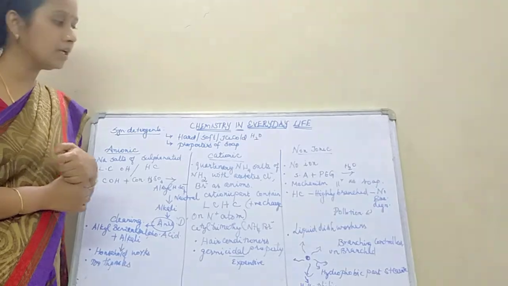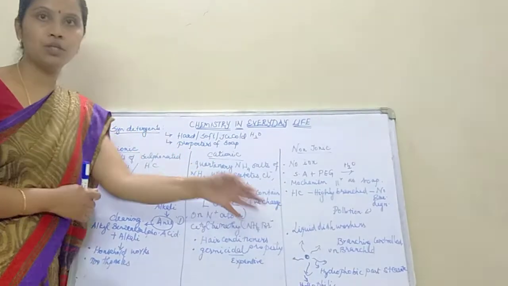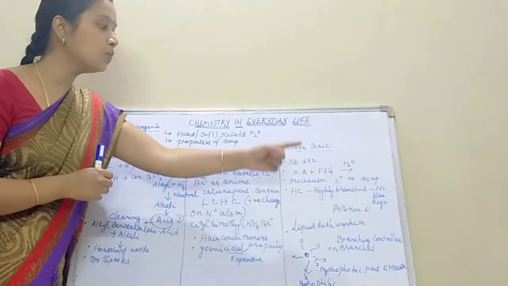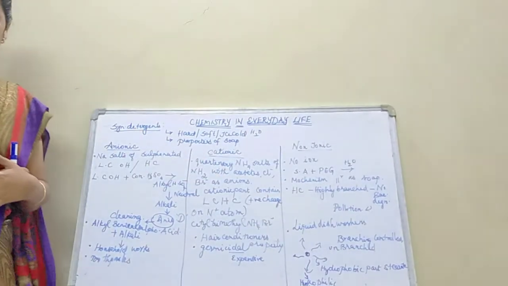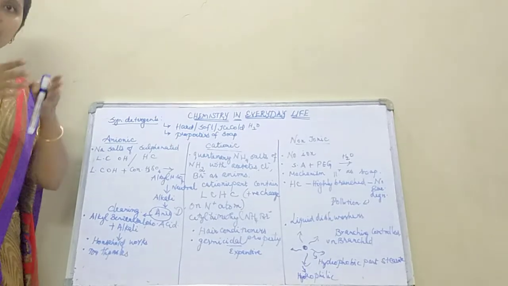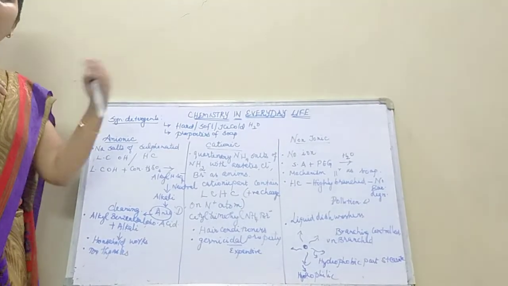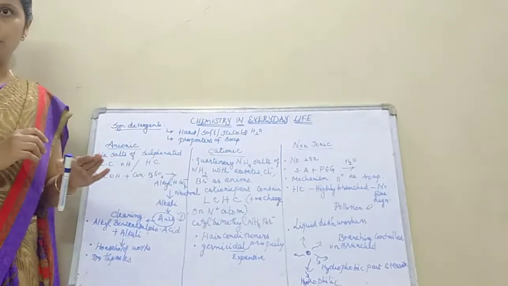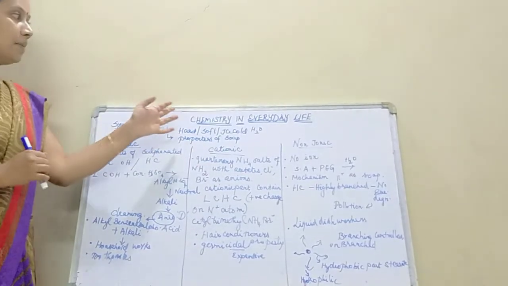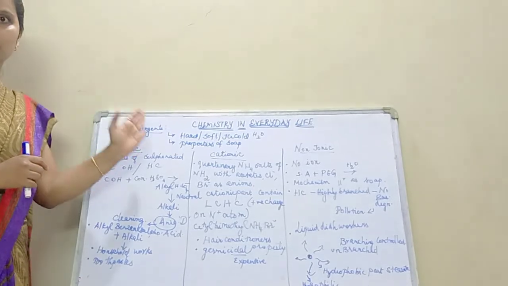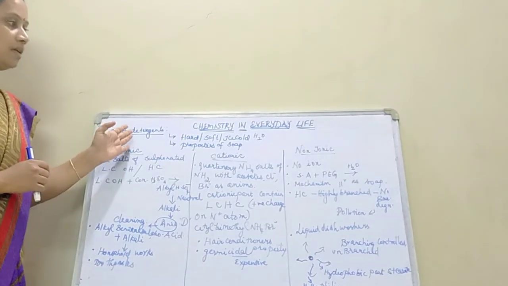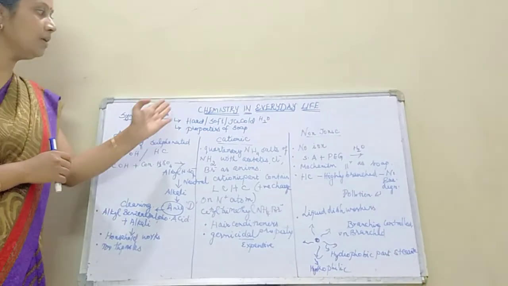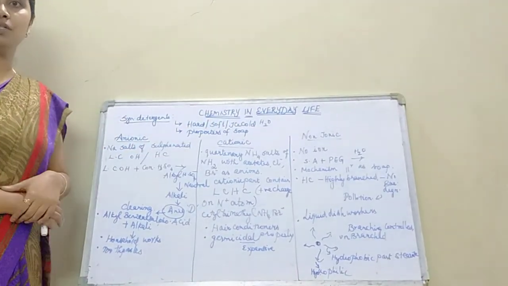How to reduce that? You can reduce the branching. You can control the branching. If you make the detergents with unbranched hydrocarbons, then bacteria can easily move into and degrade them. As a result, they can be biodegraded and pollution can be reduced. So that's all. In chemistry in everyday life, we have seen a lot of topics. The last part of the topic is synthetic detergents, which has covered anionic, cationic and non-ionic detergents. Thank you.